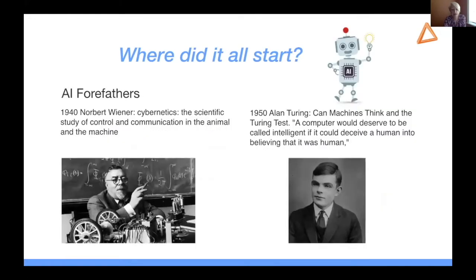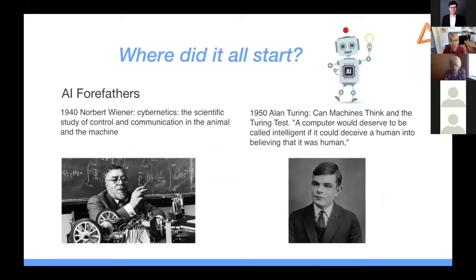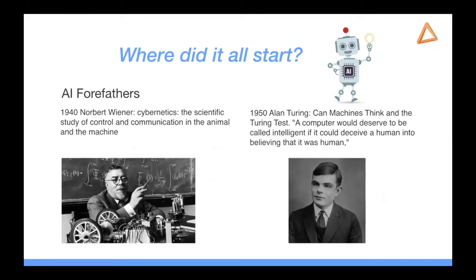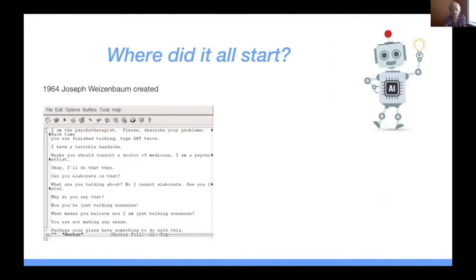Another couple of key characters, I think, from a robotics point of view, is Norbert Wiener, the father of cybernetics, and Alan Turing, the famous mathematicians, who really introduced the idea of the Turing test, which was the test of whether an AI system could fool humans into believing that it was a human. And people still take part in Turing tests today.